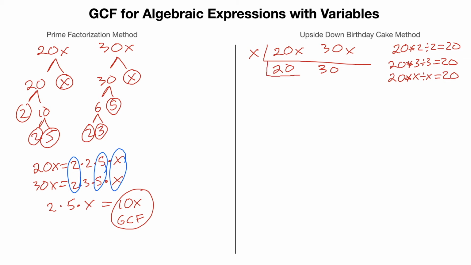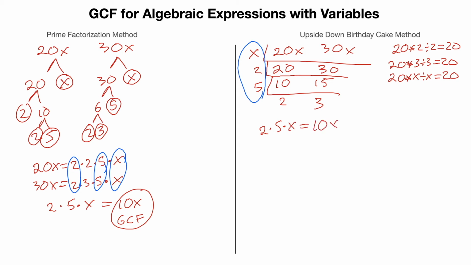Now I'm going to do the normal process of just taking out numbers. I'm doing small primes. Can do 5 right here. That'll give me 2 and 3. And then I loop those numbers on the left-hand side, multiply those together, and that'll give me my GCF. So 2 times 5 times x equals 10x. That's your GCF, your greatest common factor.